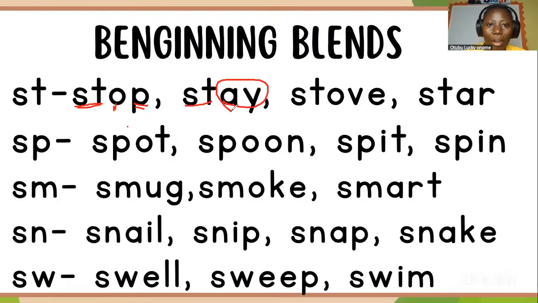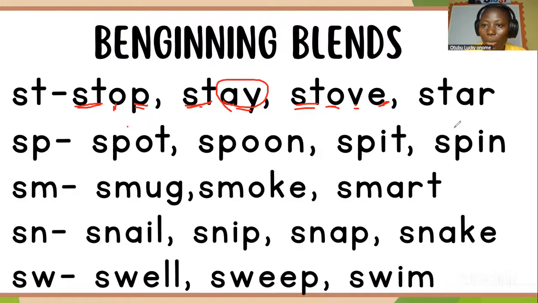Stay. This is a digraph. A and Y says A. St, A, stay. St, O, stove. This E is silent, or the E is there, but it's silent.